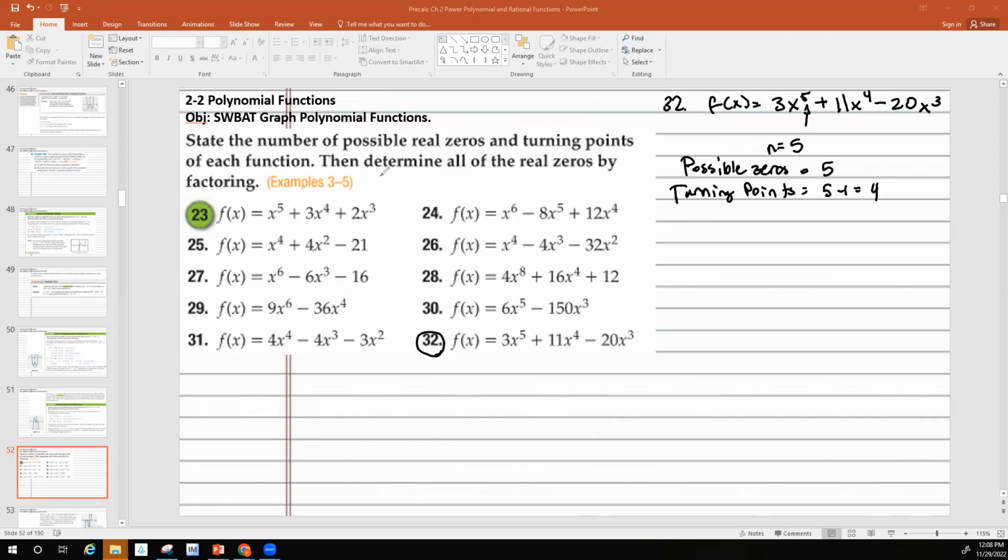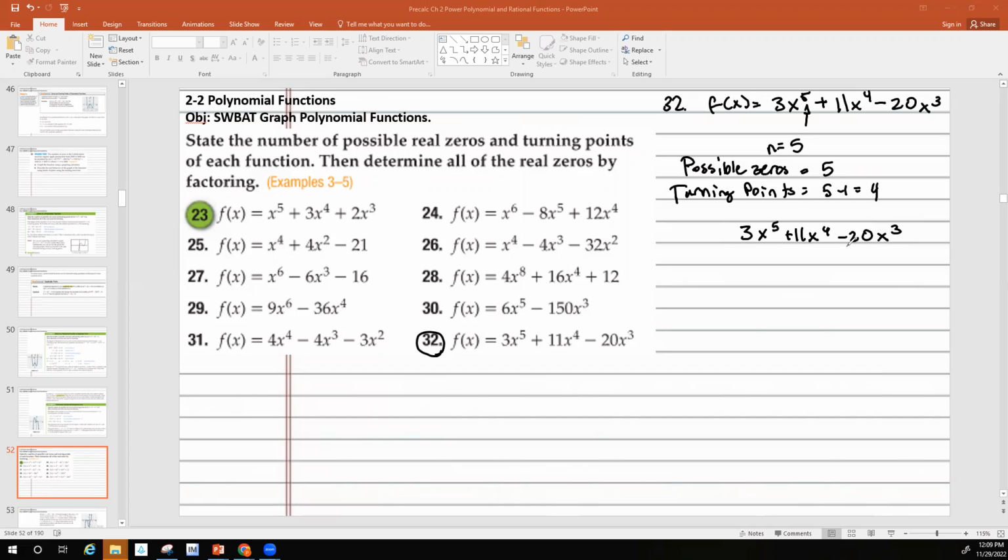Now the next part is the tricky part. Determine all the real zeros. So this is where we have to find those zeros, so this is where we're going to factor it. When you look at that, you might think, whoa, that's a big polynomial. Yeah, it is. So what we want to do first is notice that we don't have a constant. And you gotta have a constant. So here we're going to make this into a constant.